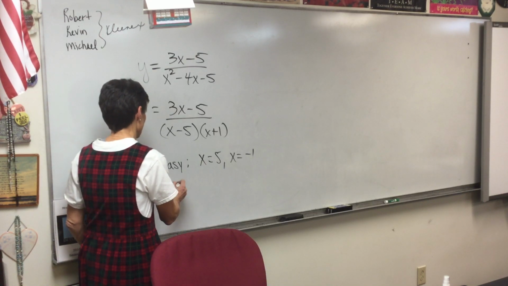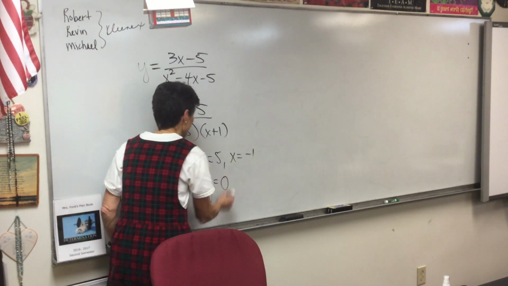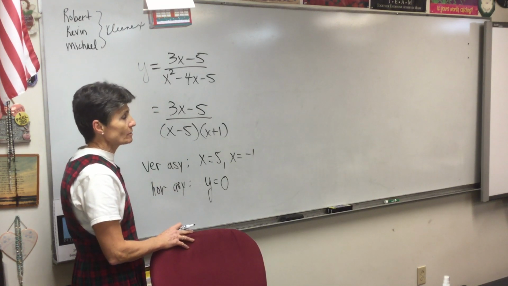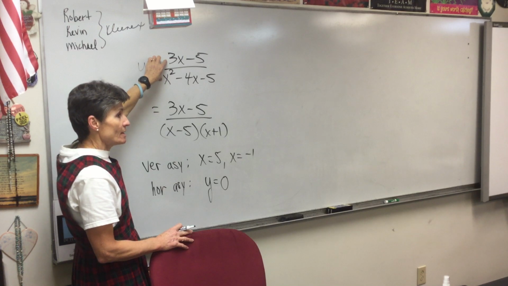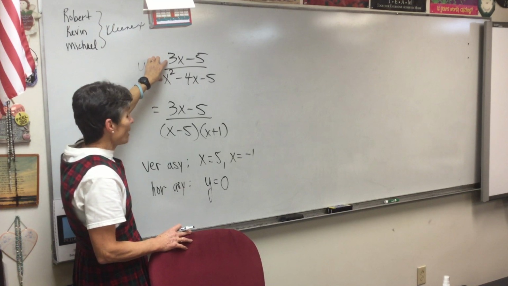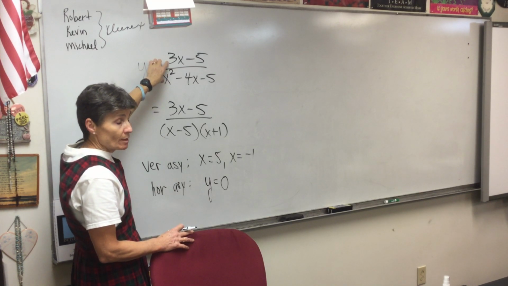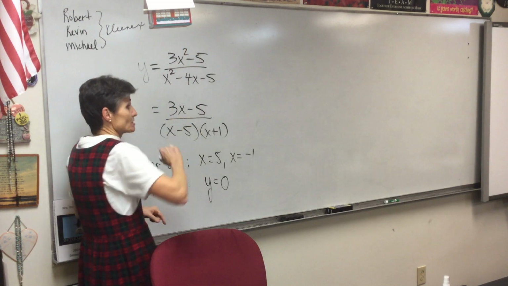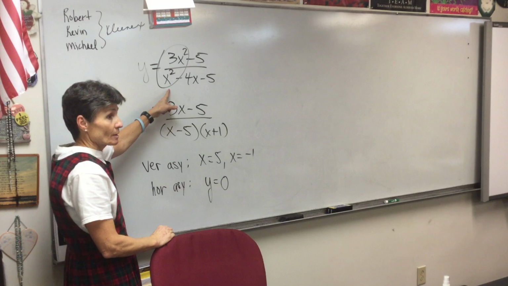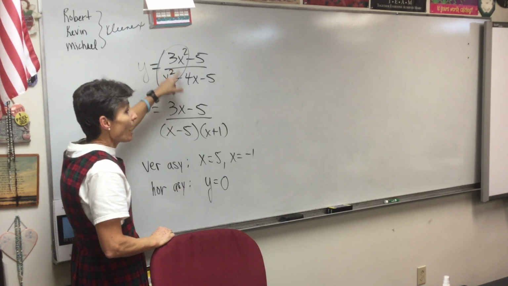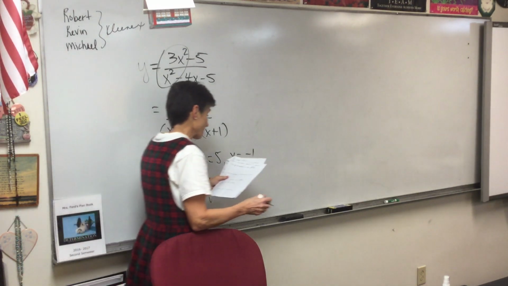My horizontal asymptote is, somebody said it, y equals 0. And the reason this one is y equals 0 is because the bottom power is bigger than the top power. Whenever the bottom power is bigger, the asymptote is at 0. If they match, like if that had been a square, then the asymptote would be at y equals 3, 3x squared over x squared. If the top is bigger, then there just isn't a horizontal asymptote.